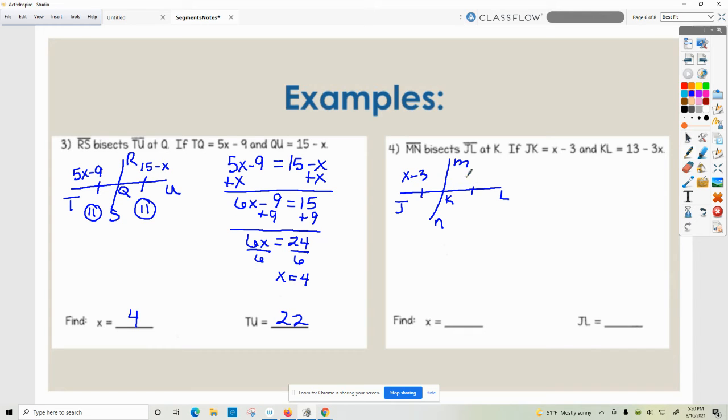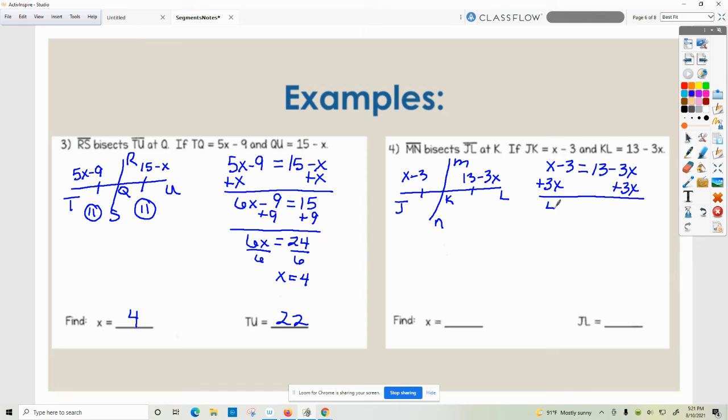And K to L, they said, was 13 minus 3X. So since they are being bisected, they are equal. So I'll come over here and do X minus 3 is equal to 13 minus 3X. And again, just like I did in the previous example, I'm going to add things around. So I'm going to add 3X's here, which means I would add 3X's on the other side.